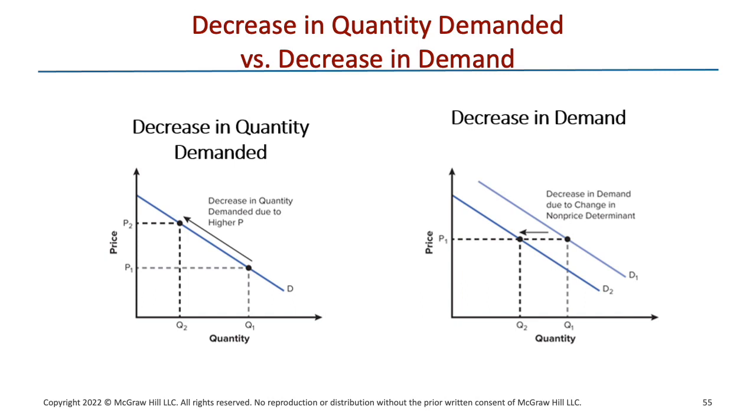When price goes up, what happens to quantity demanded? It goes down, right? So we call it a movement on the demand curve. If it's a decrease in demand because of anything other than price, one of those non-price determinants, we have a shift, and it's going to shift to the left.